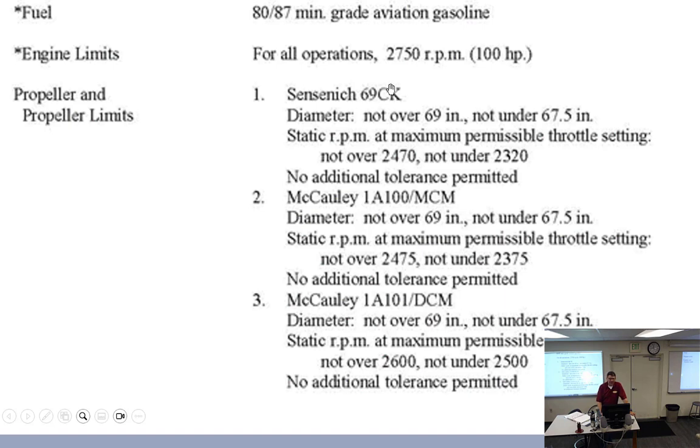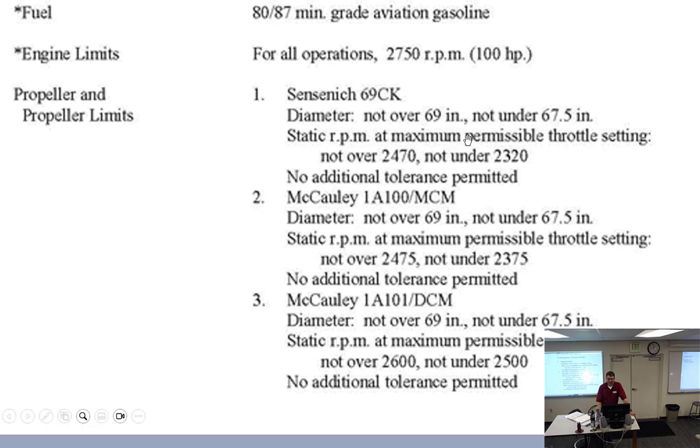69 CK, that's the hub style, so the diameter is 69. So diameter not over 69 and not under 67.2. So how would I get to 67.5? Shaving. You got a little bit of damage on it, they cut it off. So you can keep doing that until you get to 67.5, you're done.